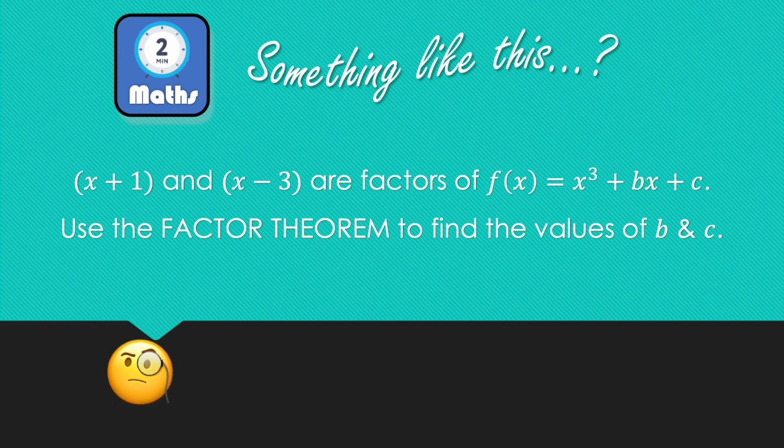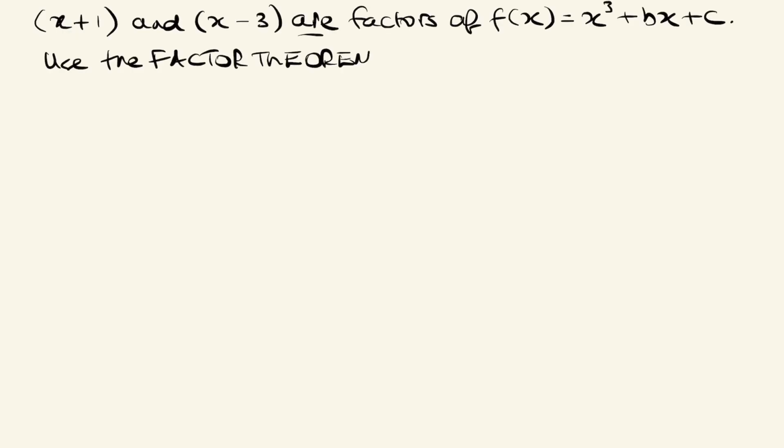So you want to do something like: x plus 1 and x minus 3 are factors of f of x equals x cubed plus bx plus c. Use the factor theorem to find the values of b and c. Well, the first thing to say is that I've given details on the factor theorem in a previous video, so if you want to go back and find that, that might be helpful.